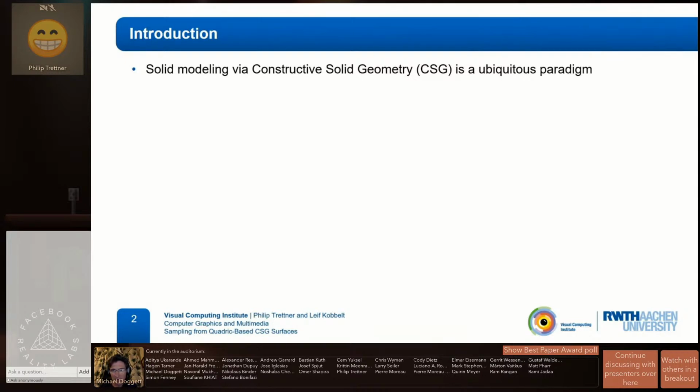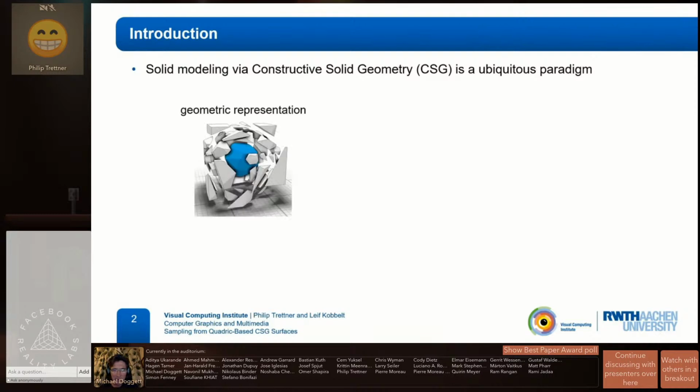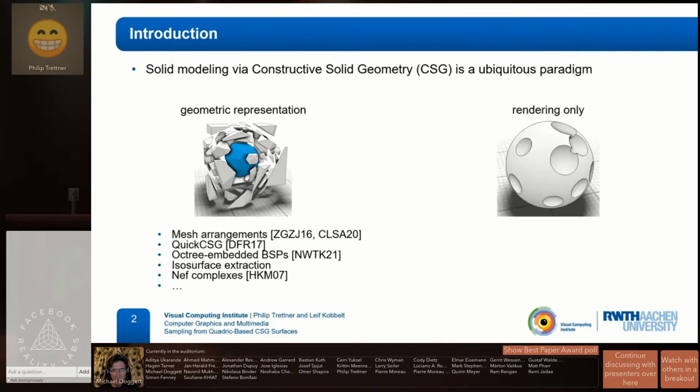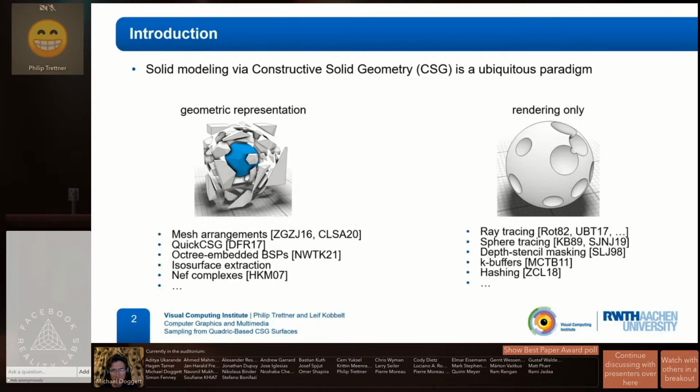For the sake of this presentation, approaches to CSG can be roughly categorized into those that try to compute a geometric representation, and there's a long list of methods that do this. This can range from mesh representations over volumetric representations such as binary space partitionings or voxel grids. However, the problem is quite challenging and it is hard to wrap these methods into an interactive setting, which is why there's a second class of approaches that try to compute a visualization only. And here there is also a long list of methods that approach that.